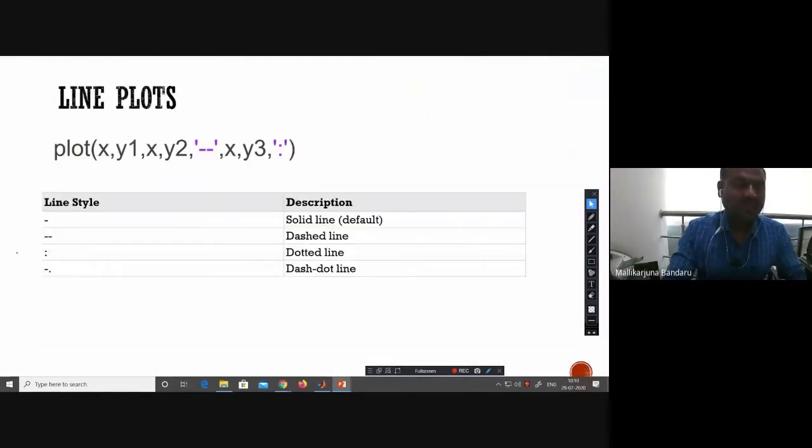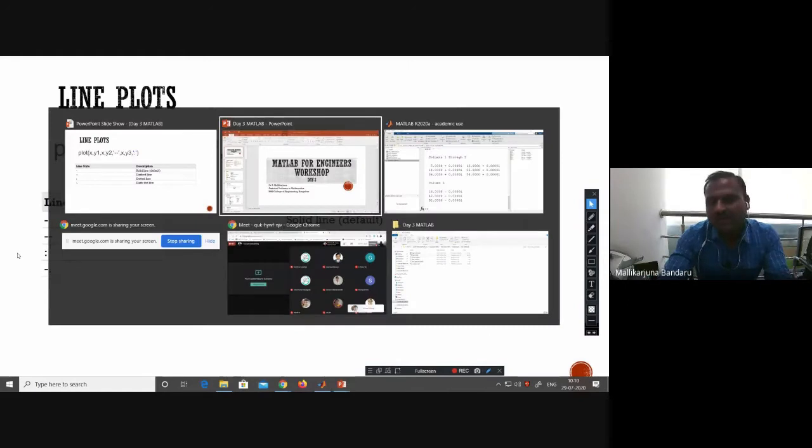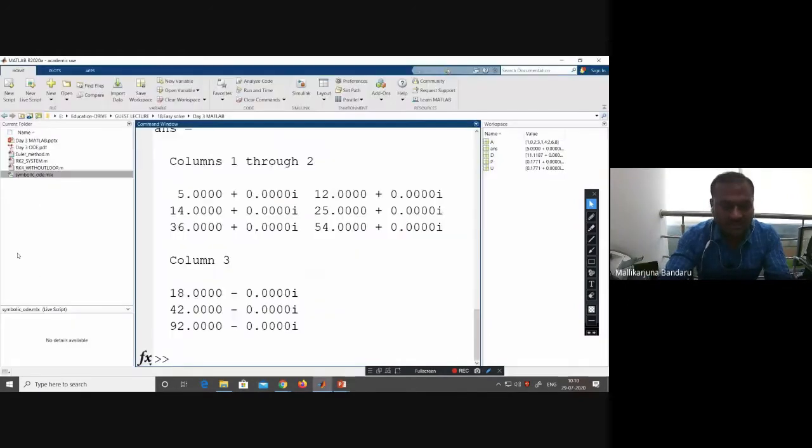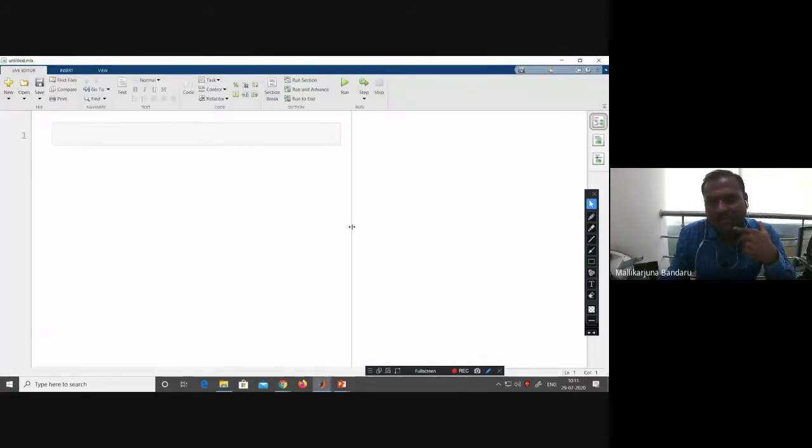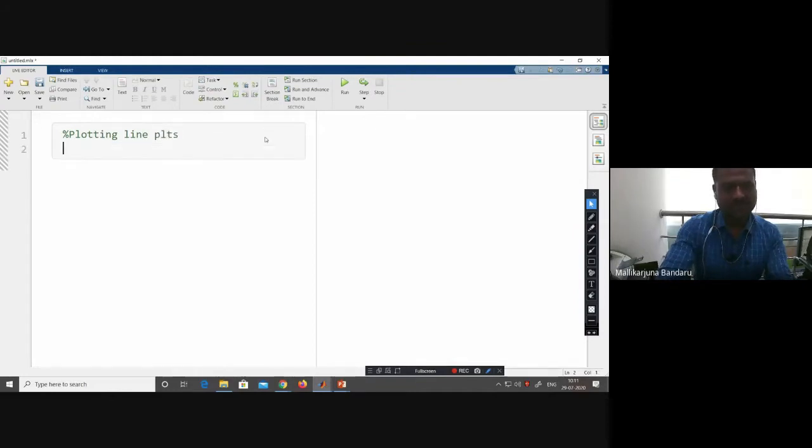What about line plots? See, the syntax is... I'll show one by one. I think that is better for you, using the MATLAB software. Let me take the script file, or of course live script also, no problem. Let me take this live script. Now, plotting line plots.